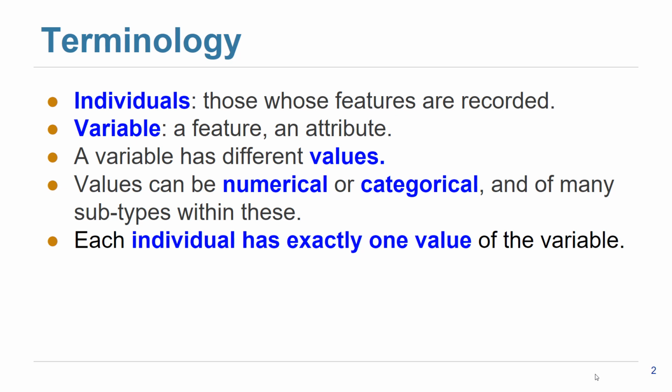First, a quick summary of some terminologies that we used. Individuals are those whose features are measured or recorded. A variable is a feature or an attribute. Of course, individuals in a table are rows, and variables are the columns. And a variable has different values, and that's why it's called a variable. Values can be numerical or categorical, and each individual has exactly one value of the variable.